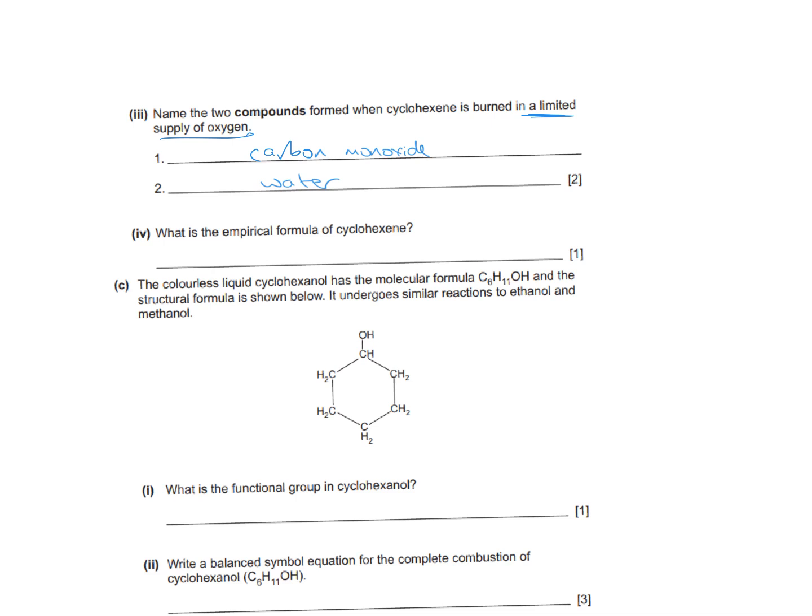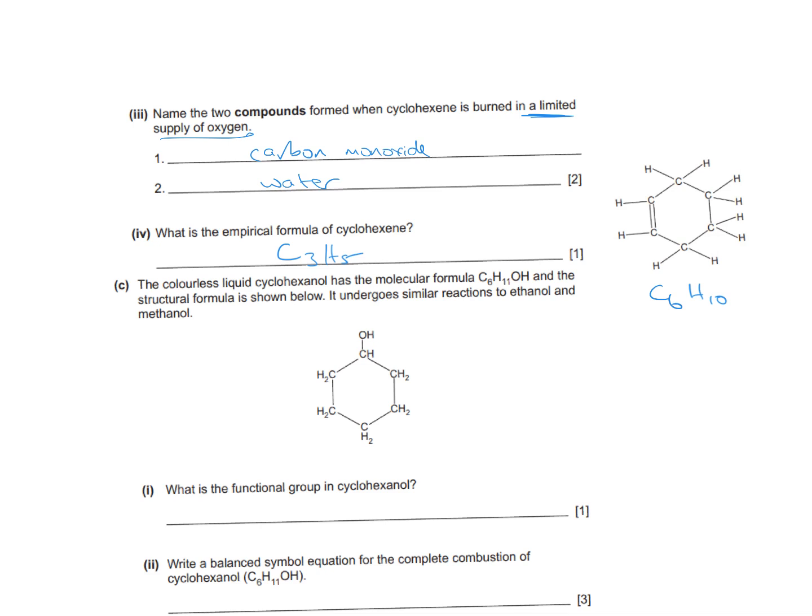What's the empirical formula of cyclohexene? You can see it over to the right. So again, the molecular formula, which is the total number of atoms in one molecule, is going to be C6H10. You just count those up. Now, the 6 and the 10 can be divided by 2, and so that will give us an empirical formula of C3H5.